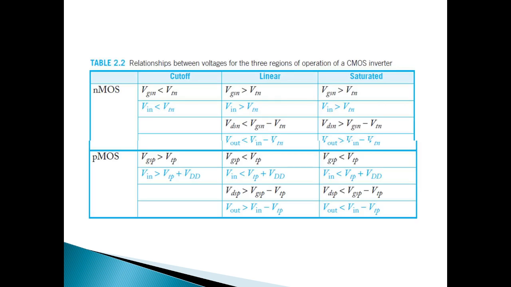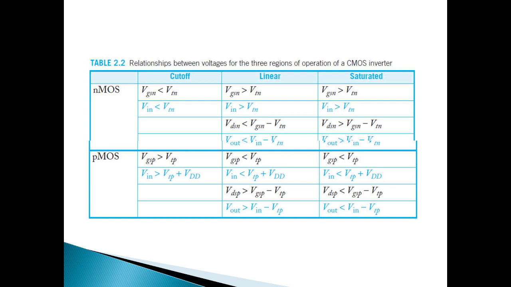This is a table which clearly represents the relationship between the voltages for the three regions of operation of a CMOS inverter. The three regions are the cutoff region, linear region and saturated region. And CMOS, we know, has two transistors, an NMOS transistor and a PMOS transistor. So how the NMOS transistor behaves in cutoff, linear and saturated, and how the PMOS device works in cutoff, linear and saturated, is given here.